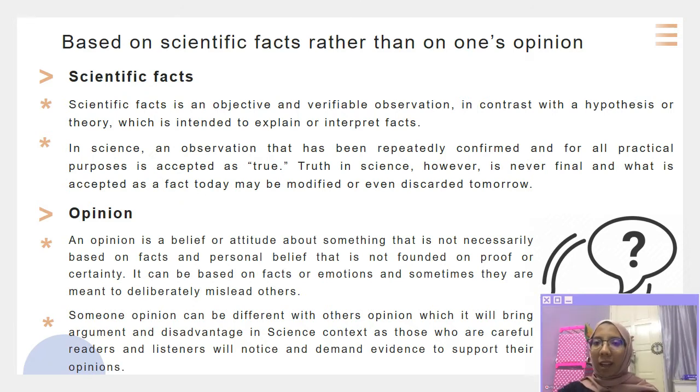Then, for opinion itself, the definition is a belief or attitude about something from somewhere else that is not necessarily based on facts, and a personal belief that is not founded on proof or certainty. It can be based on facts or emotions, and sometimes opinions are meant to deliberately mislead others. Someone's opinion can differ from others', which will bring argument and disadvantage in a science context, as careful readers and listeners will notice and demand evidence to support opinions. So, that's why we prefer scientific facts rather than opinions.